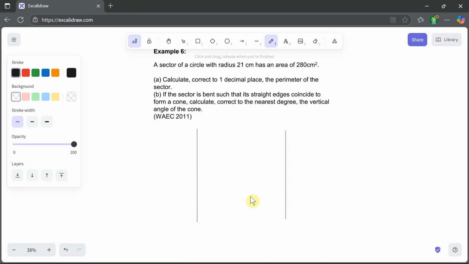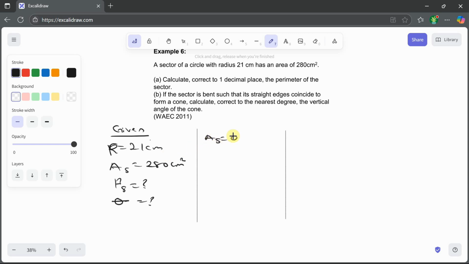So what are we given in this question? We're told that the radius of the sector, which is the big letter R, is 21 centimeter. The area of the sector is 280 centimeters squared. We're told to find the perimeter of the sector. We're told to find the theta of the vertical angle of the cone. So what do we know from this? Area of a sector is theta over 360 times pi r squared, right?